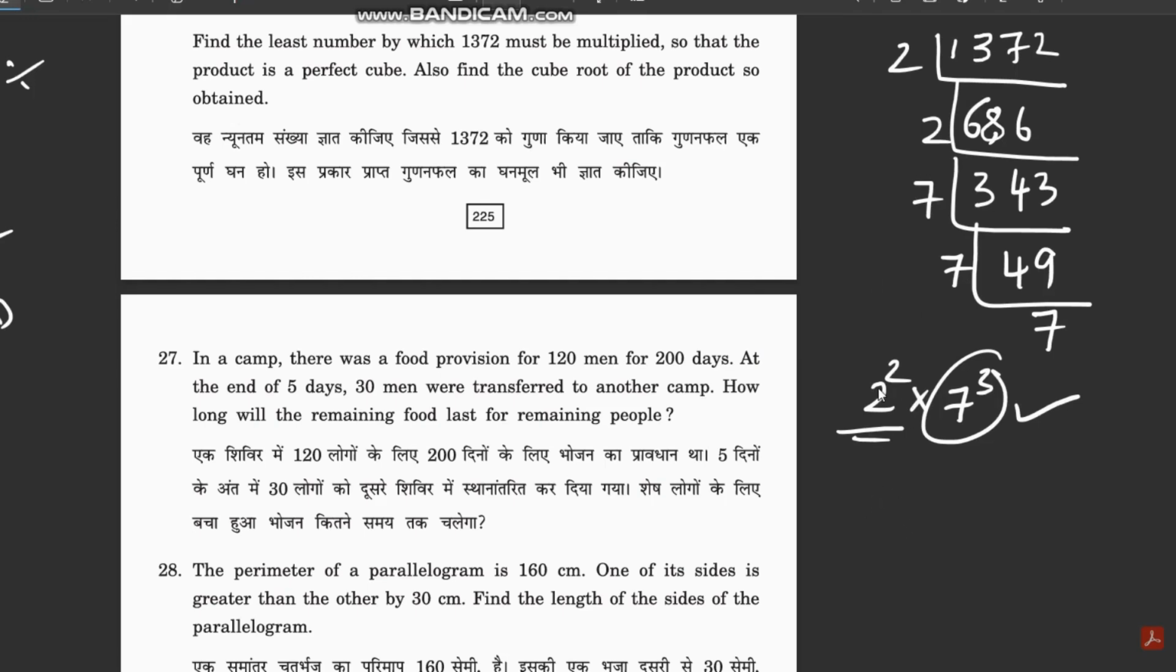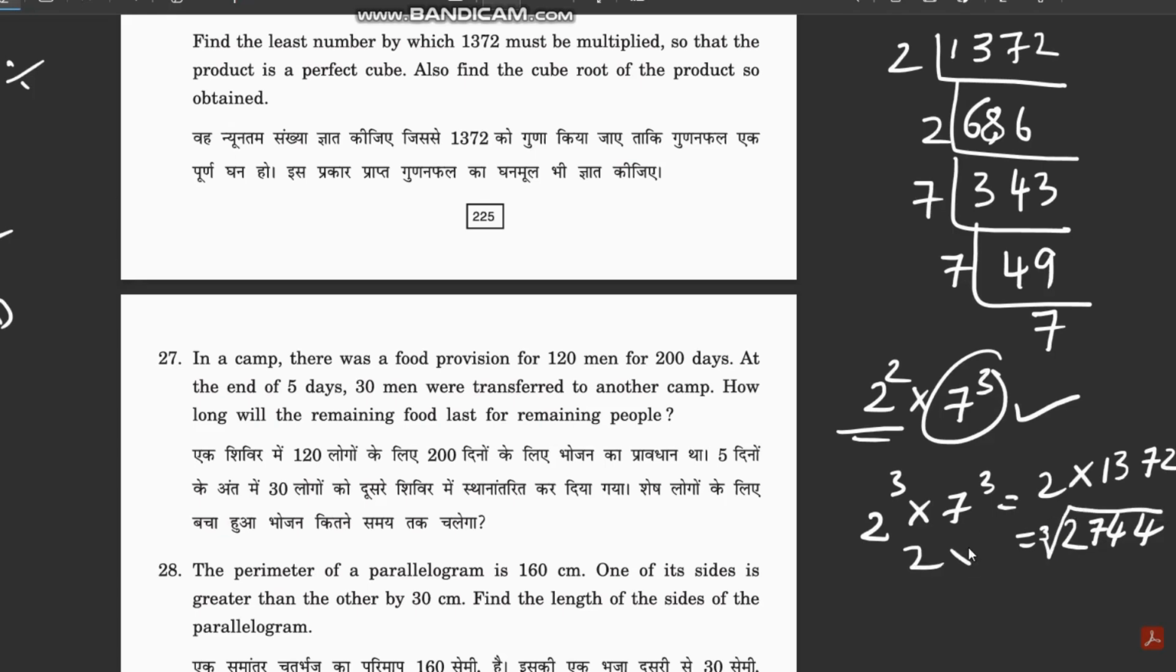So now after multiplying with the 2, it becomes 2 cube into 7 cube, equal to 2 into 1372. 2 twos are 4, 2 sevens are 14, 2 threes are 6, 2 ones are 2. The cube root of this is 2 into 7.